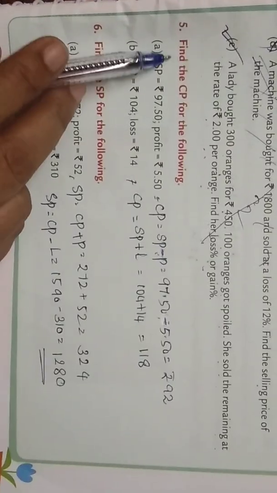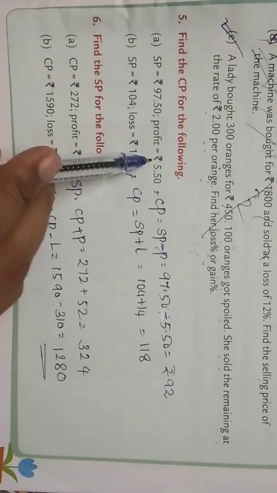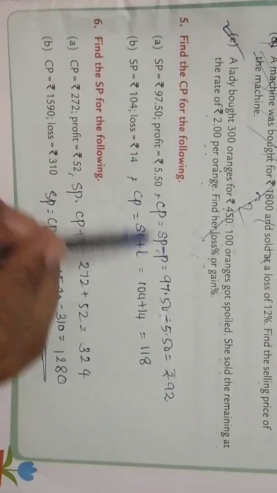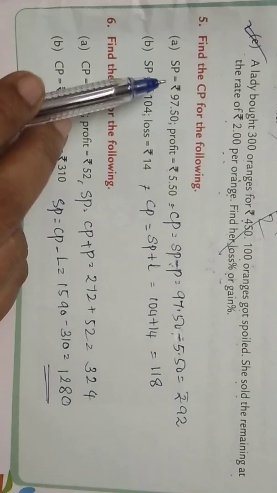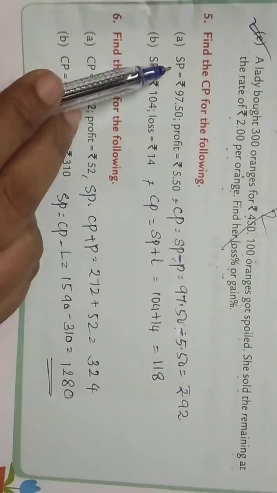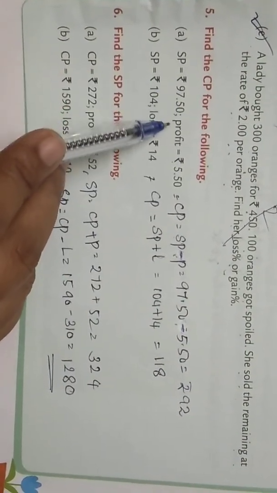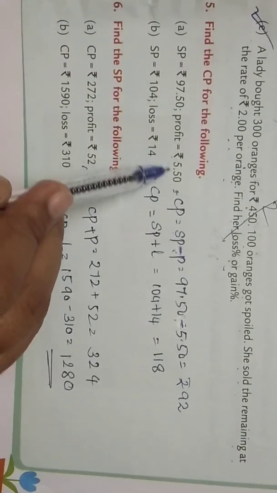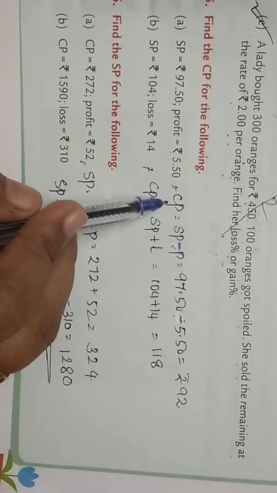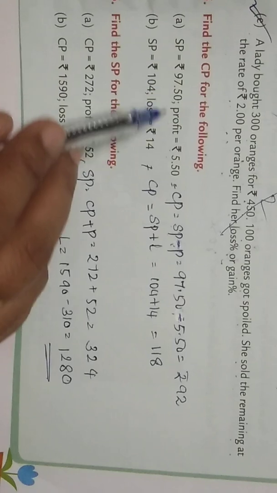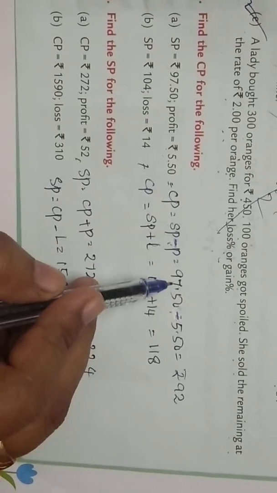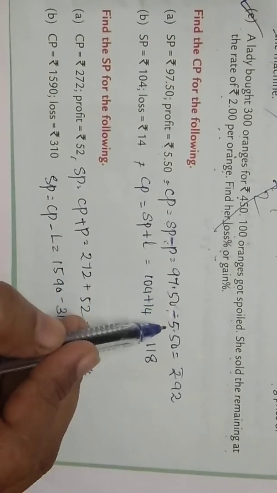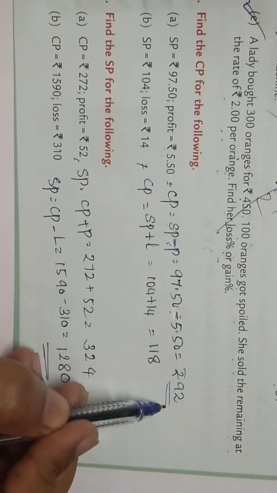Now here are some questions. Find CP for the following. SP and profit are given. If SP and profit are given, find CP. Okay, find CP for the following. SP equals 97.50 rupees and profit is equal to 5 rupees 50 paisa. To calculate CP, we have SP minus profit. That is our formula. So 97.50 minus 5.50. So you will get 92 rupees.